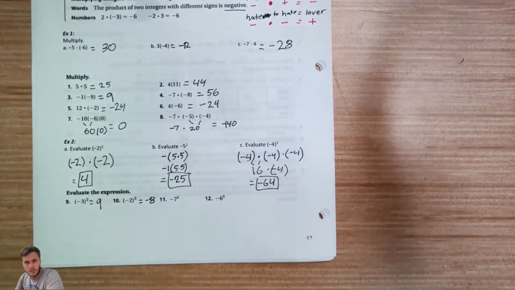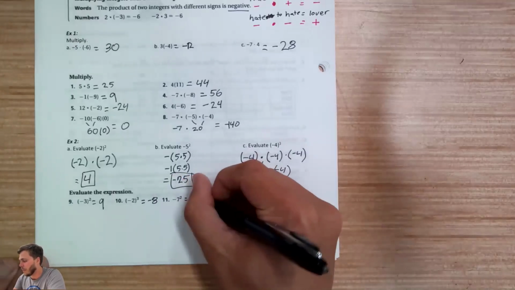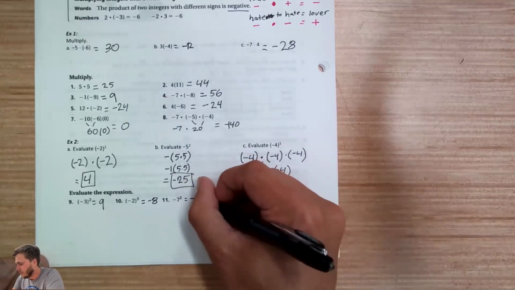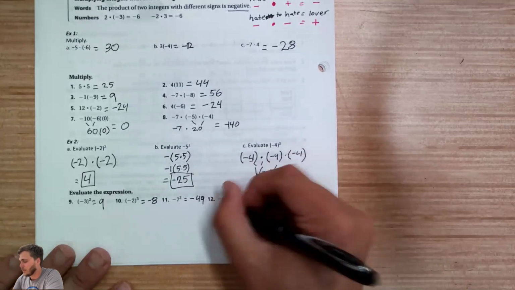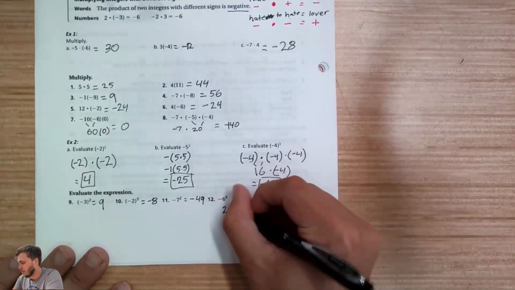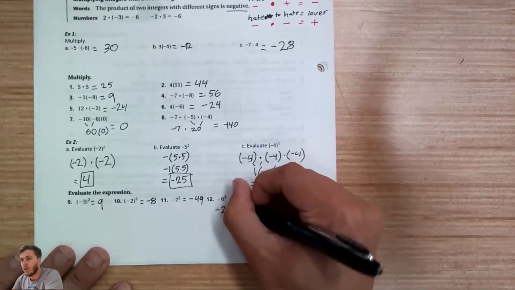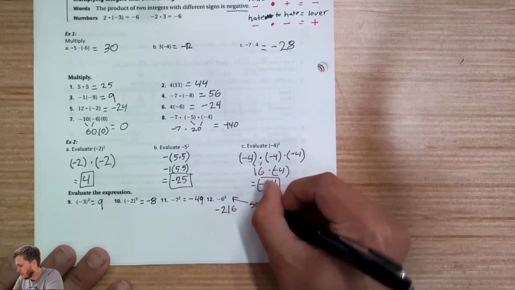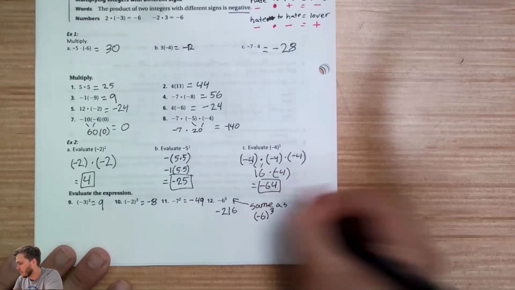Negative 7 to the second power. All right, remember this is not negative 7, it's the negative of 7 to the second power. So 7 squared is 49, negative of that, negative 49. Here, negative of 6 to the third power. 6 to the third power is 216. Negative of it gives us negative 216. Note that this is also the same as, in parentheses, negative 6 to the third.